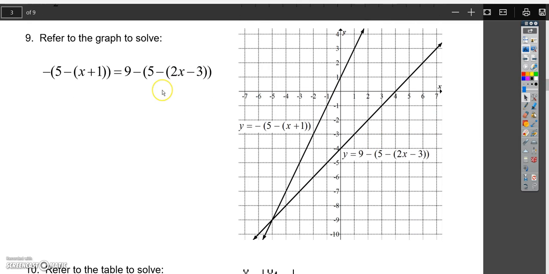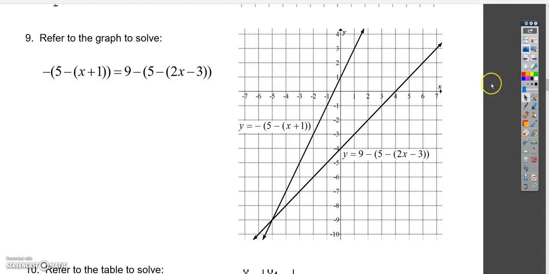Okay. Refer to the graph to solve. So, if you see here, this line is y equals this. This line is y equals this. You see they cross right here. So x equals negative 5. So that's solving it graphically.